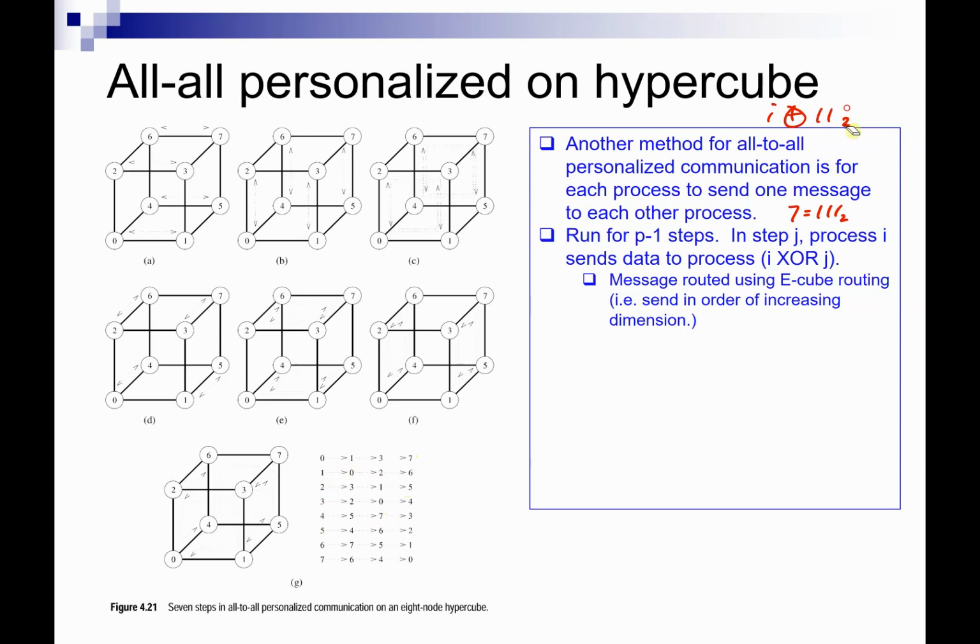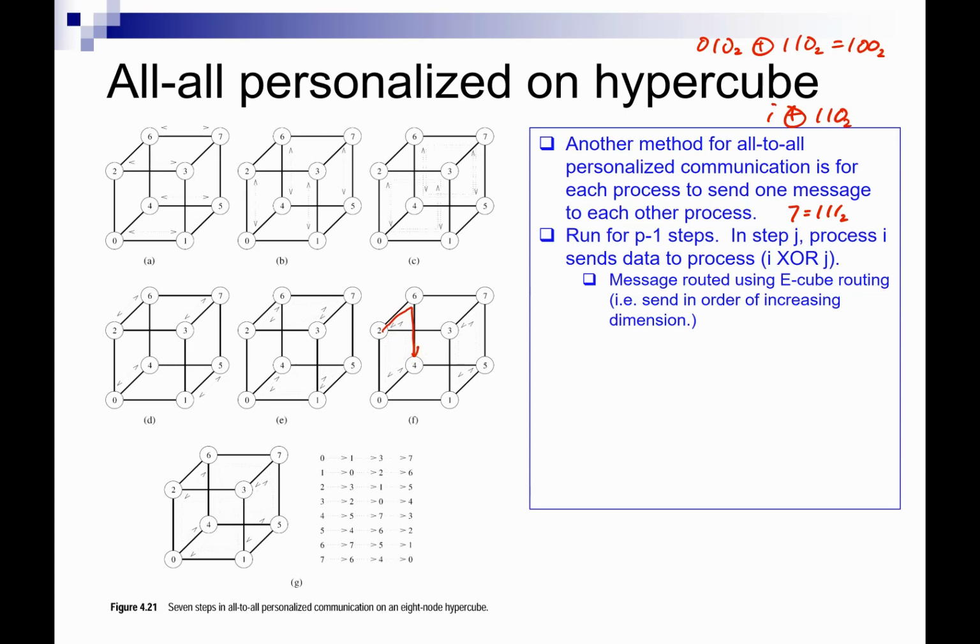In the 6th step, I would be sending to I XOR 110. So for example, 2 is going to be 010, and if you XOR this with 110, what do we get? We get 100. So then 2 would be sending to 4. So 2 is going to send to 4 like that.